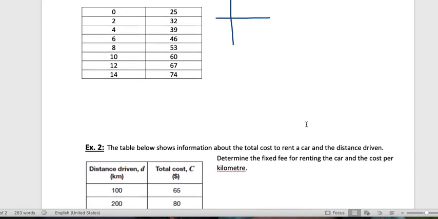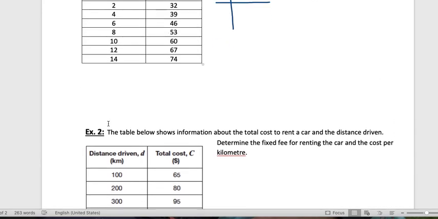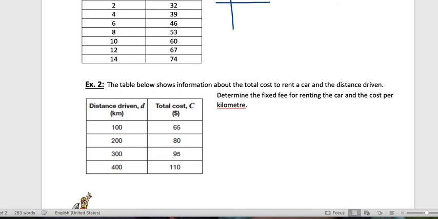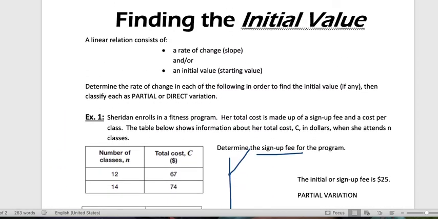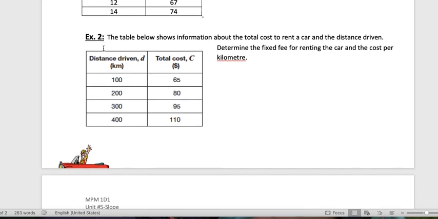So that's example 1. Example 2: the table shows information about the total cost to rent a car and the distance driven. Determine the fixed fee for renting the car and the cost per kilometer. Fixed fee is another way to say initial value. Where are we starting? It's also asking us to find the cost per kilometer, which is a rate of change.